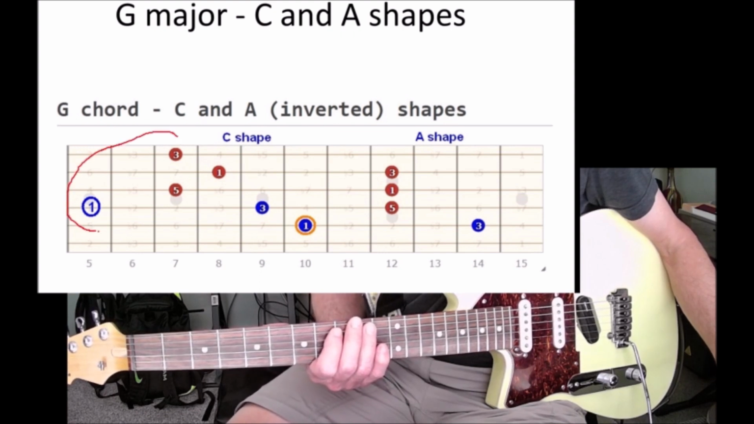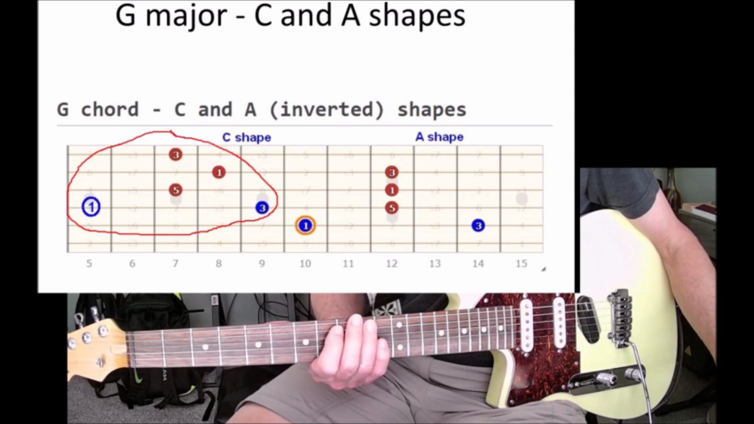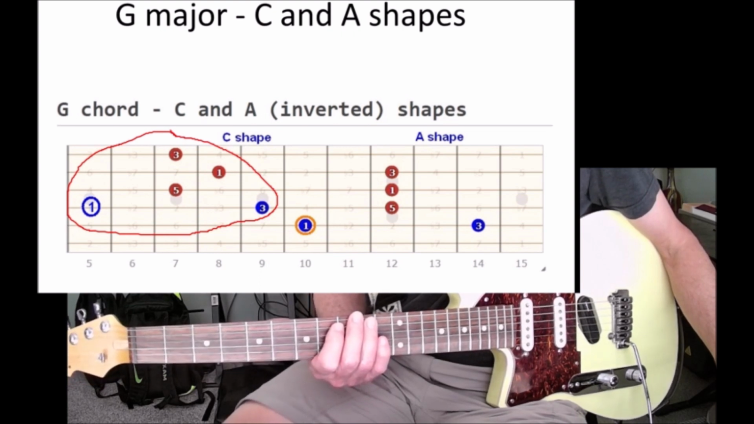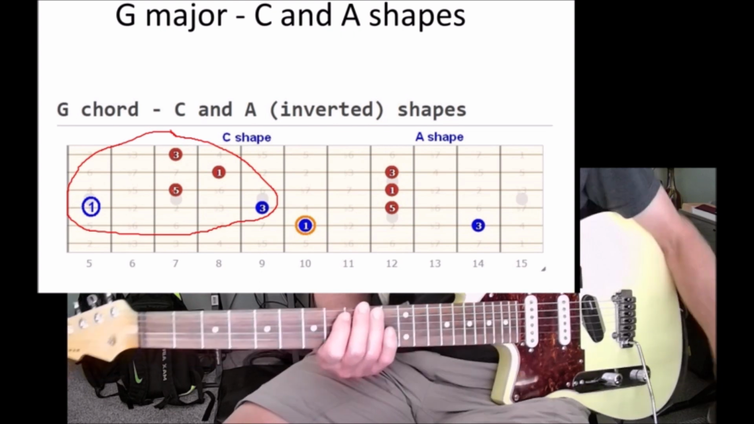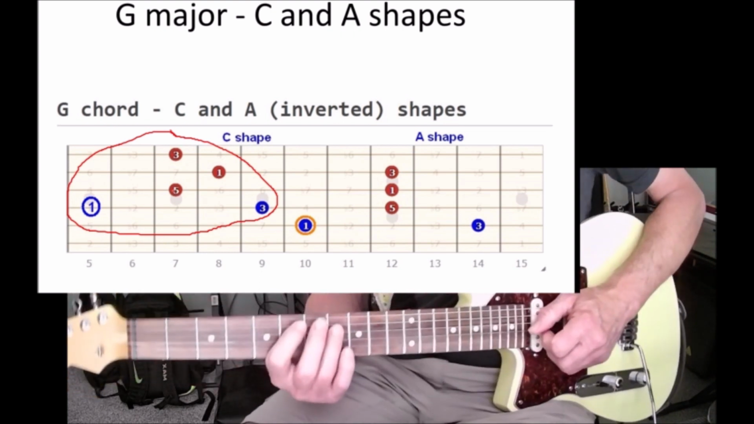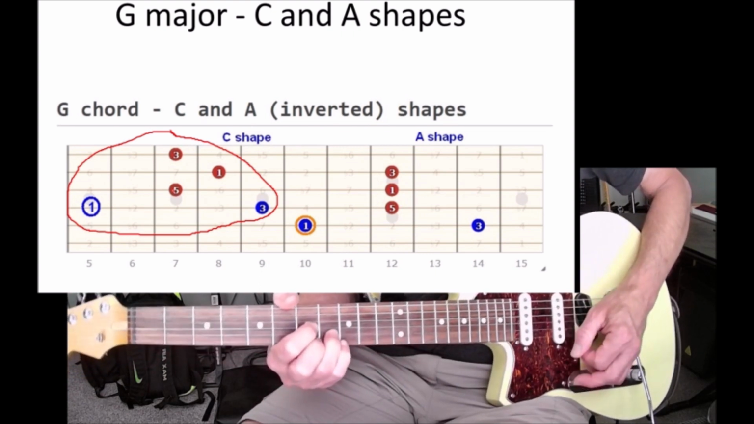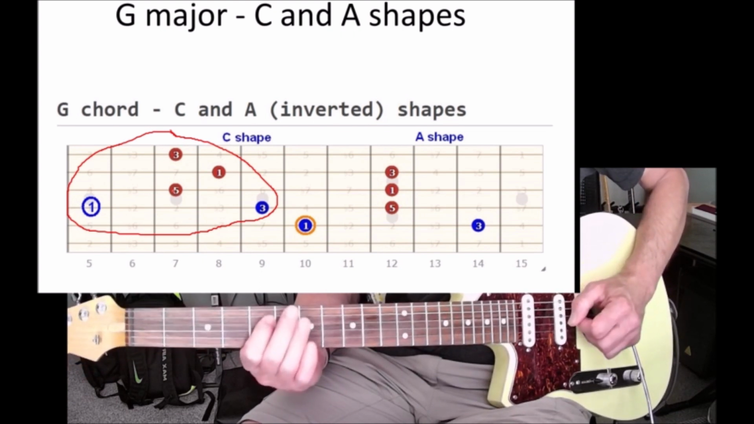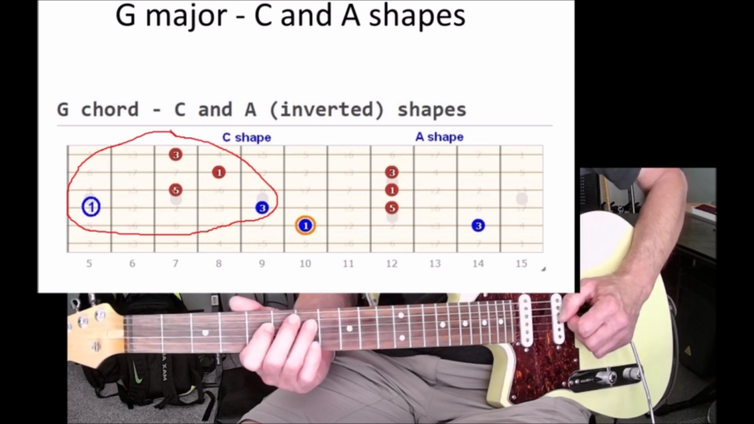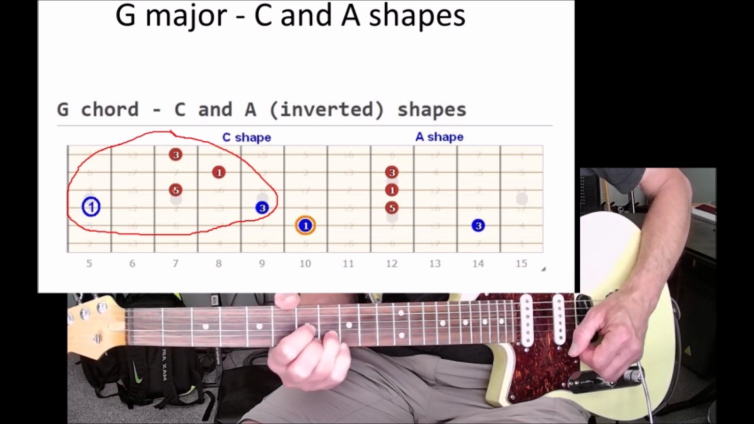This is technically part of the C shape, right? It's the root on the 5th string, but this is really part of the D shape. But if we just look at it here, again, this is a G chord up on the 8th fret here, and here's that 1 right here. Actually, this is the 1, and we see the 3 up here, and there's the triad, right?